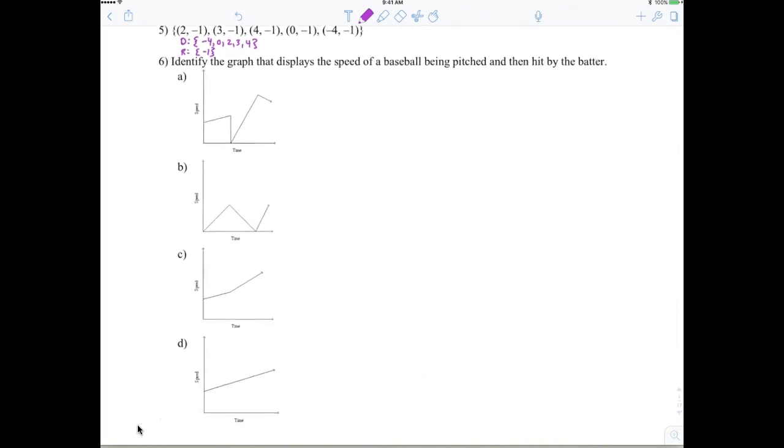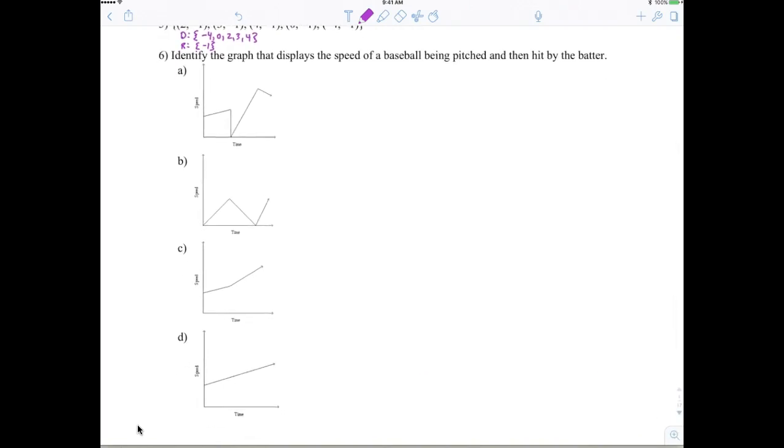Now, listen, believe it or not, I used to not think identifying graphs is that important. But on all standardized tests, they always put a bunch of graphs and charts and tables. So we're going to try to spend more time this year doing that. And most of the time, it's a multiple choice format. So your job is to figure out what graph would represent this situation. It says identify the graph that displays the speed of a baseball being pitched and then hit.